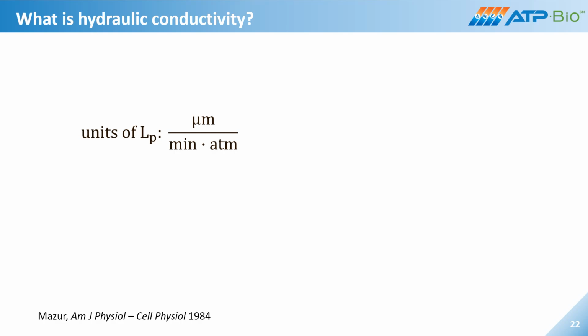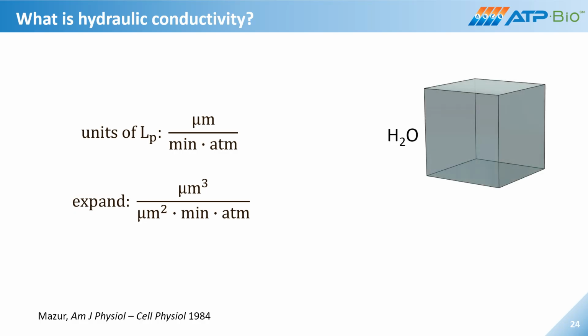So what is hydraulic conductivity? Let's look at the units. We have microns per minute per atmosphere. We can multiply top and bottom by microns squared to find some intuition for what the units mean. We can see this as some volume, microns cubed, of water, passing through some membrane, microns squared, per minute, per atmosphere of osmotic pressure across the membrane.